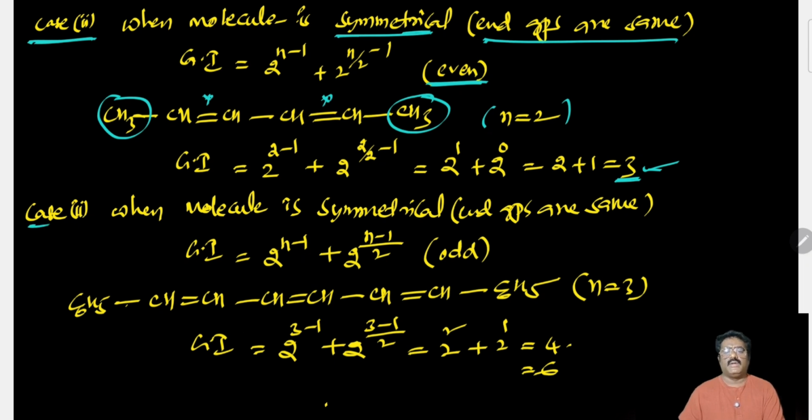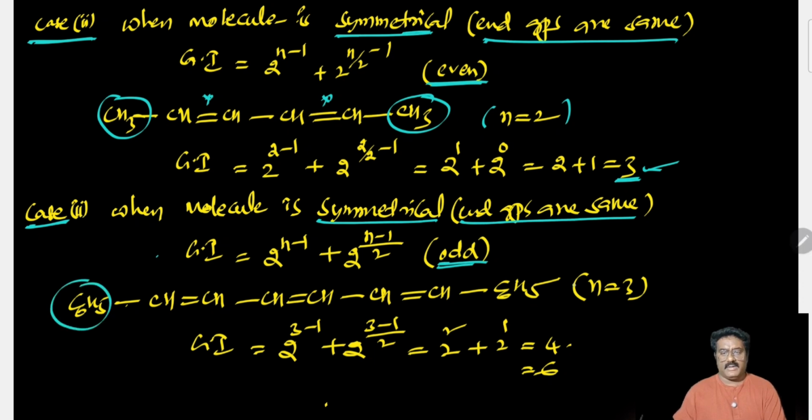Have a look at case 3. When the molecule is symmetrical, the end groups are the same, and there is an odd number of stereogenic centers. We can calculate the number of geometrical isomers as 2 power n minus 1 plus 2 power n minus 1 by 2. We use this principle for symmetrical molecules with the same end groups and an odd number of stereogenic centers.